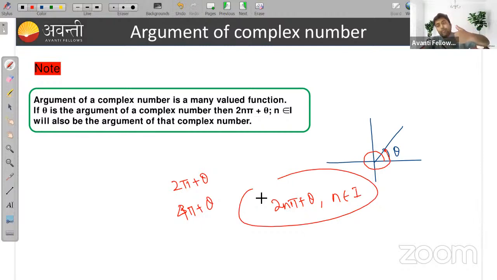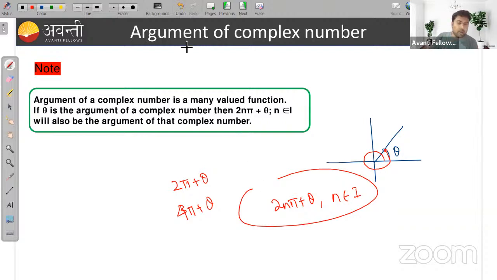If you move 2 pi and again reach there, then that is also an argument of the complex number. That's why it's not a single-valued function. The argument is not unique. So I can say 2 pi plus theta, 4 pi plus theta, 6 pi plus theta. Generally, 2n pi plus theta is my argument. Remember, argument is a multi-valued function. Is that clear to everyone?